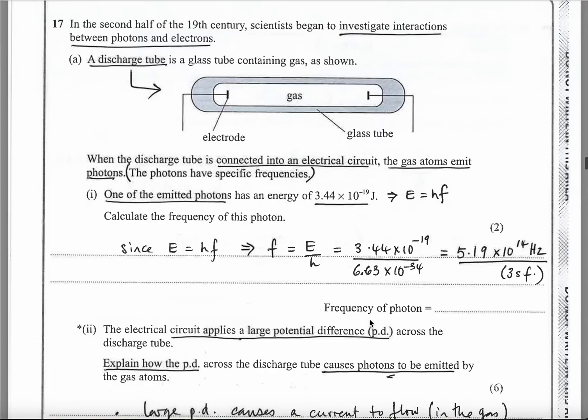Question 17 is to do with the photoelectric effect again, or rather to do with photons. In the second half of the 19th century, scientists began to investigate interactions between photons and electrons. Basically, they used voltage to see what voltage did to gases. If you put a high voltage across a gas, and this is how fluorescent lights work, the gas gets energized by the electricity, because remember, voltage is simply the amount of joules you give to charged particles, okay?